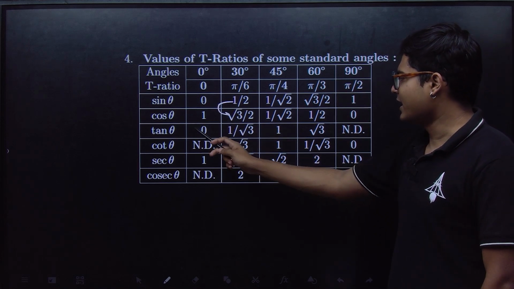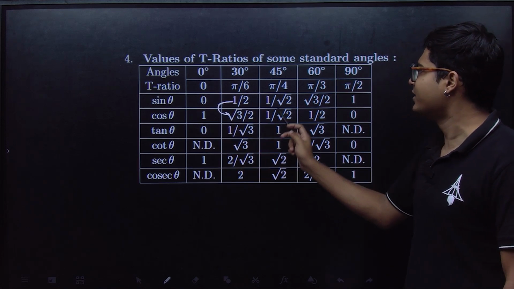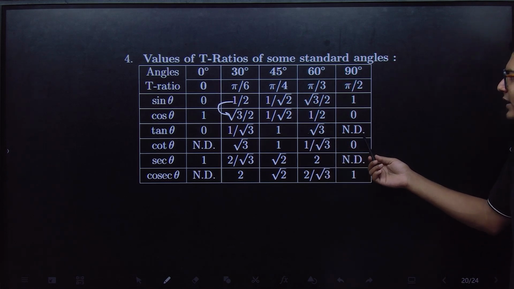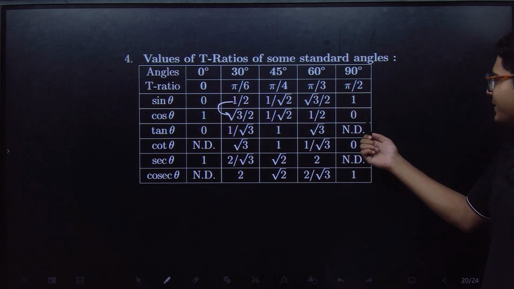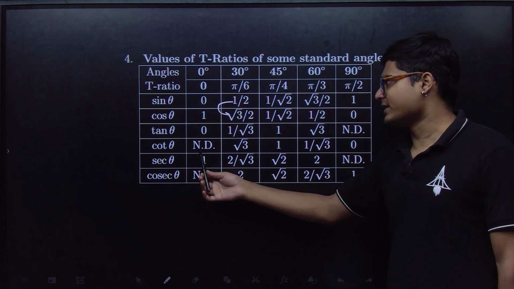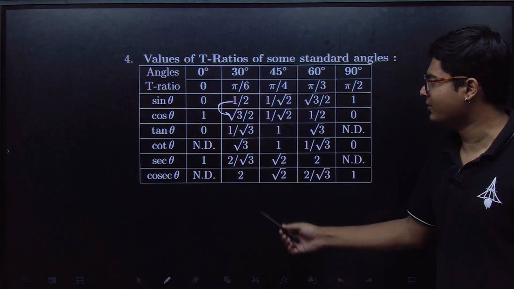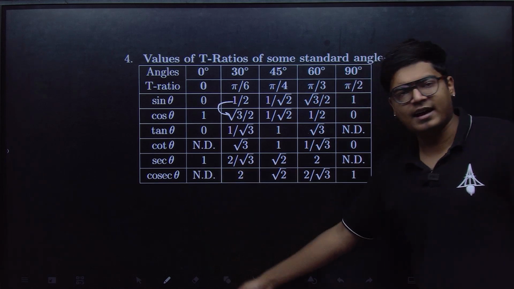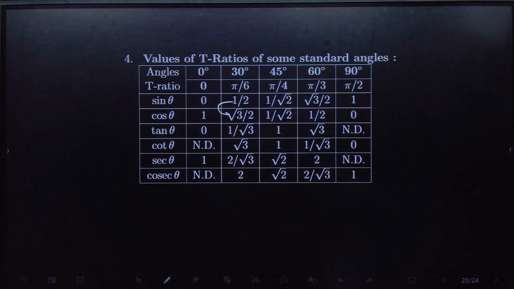two, right? So tan 30 is going to be 1 by root 3, tan 45 is going to be equal to 1, tan 60 is root 3, tan 90 is not defined, right? Okay, because cos 90 becomes 0. Similarly, cot 0 is undefined because sin 0 is equal to 0, otherwise it's the inverse of this, right? Similarly, you can define sec theta and cosec theta, right? So these are some standard values for some standard trigonometric angles, okay?